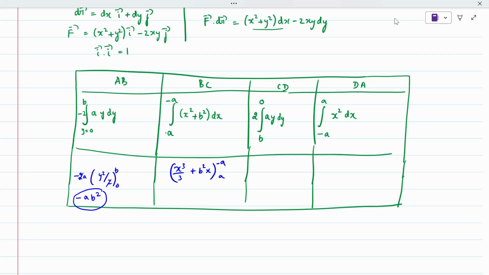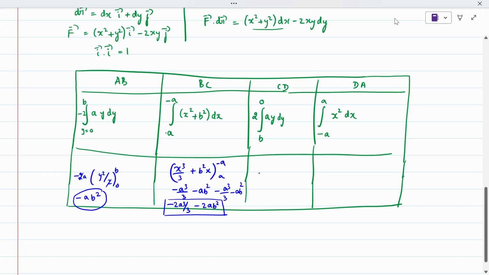In this, when I substitute the minus symbol, so minus a cube by 3. In this, when I substitute, minus a b squared, minus of lower limit, minus of lower limit means a cube by 3. Okay, in this when I substitute the minus symbol, so minus a b squared. So when I simplify it, I will get minus 2a cube by 3 minus 2ab squared. This is our answer for the second integration.